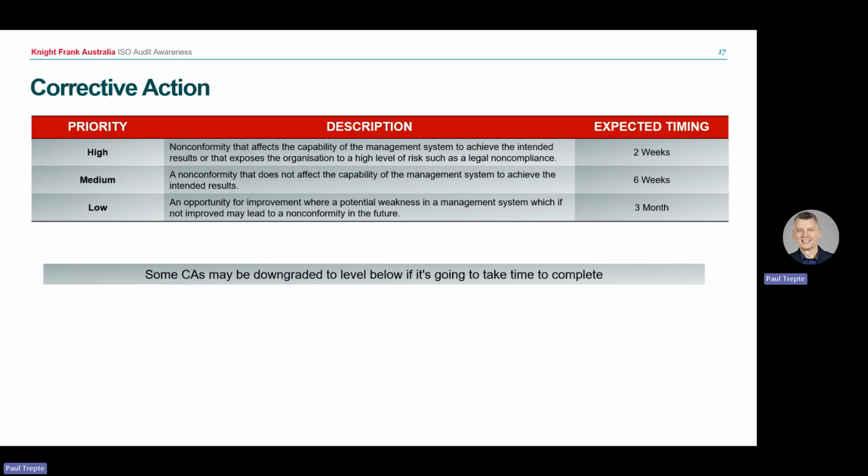It's basically a non-conformity that affects the capability of the management system to achieve the intended results, or that exposes the organisation to a high level of risk, such as legal non-compliance. Medium is a non-conformity, but it won't stop the management system achieving intended results. And low is really an opportunity for improvement. It's where a potential weakness in the management system, which if we don't improve it, is going to lead to a non-conformity in the future. So that's the gradings we utilise.